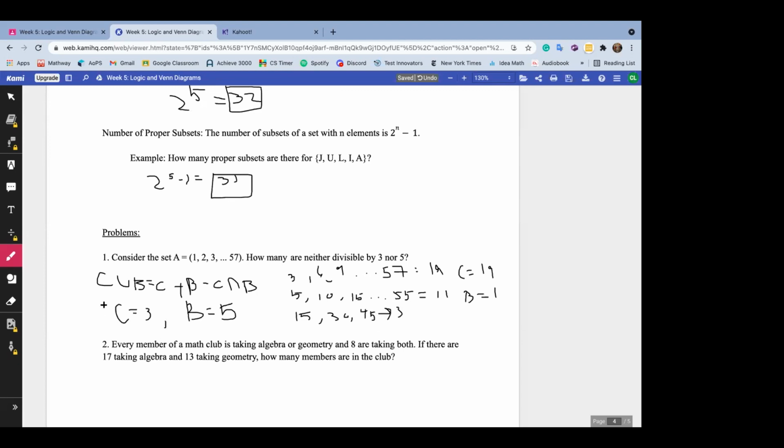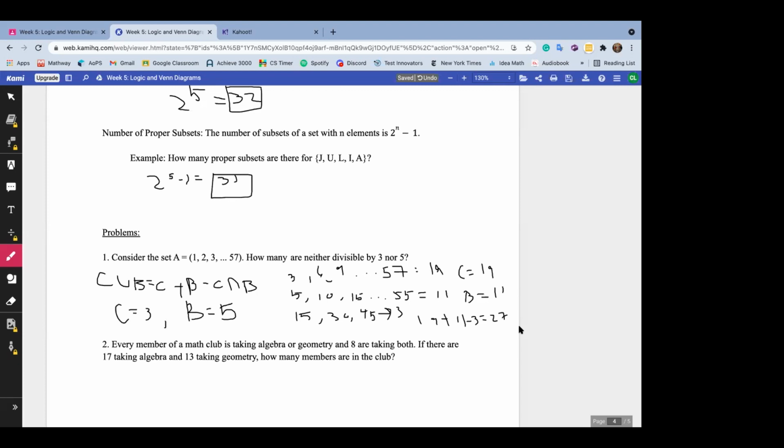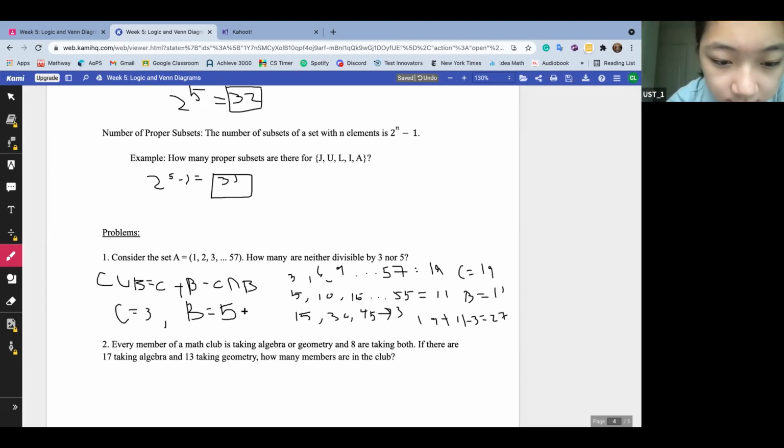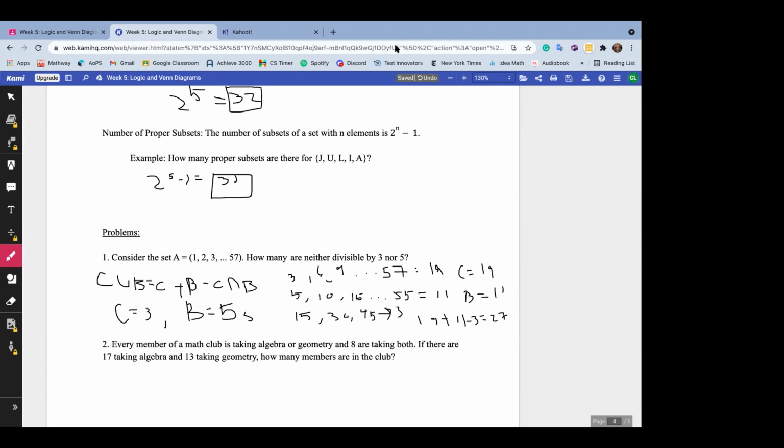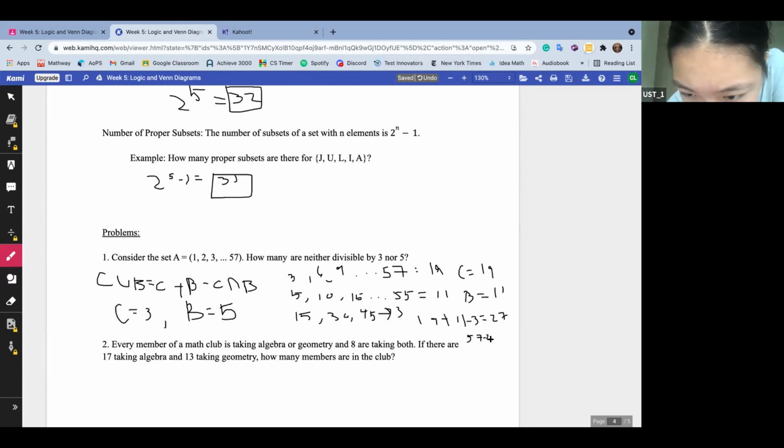So using this formula, we'll get 19 plus 11 minus 3 equals 27. So that is the number of numbers that are divisible by 3 and 5. Well, then 3 and/or 5. So we just subtract from 57. Oh, I get it now. Yeah, so 57 minus 27, which is 30. So always just remember to check what the question is asking for.